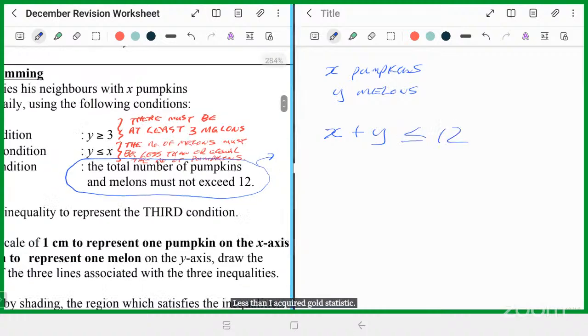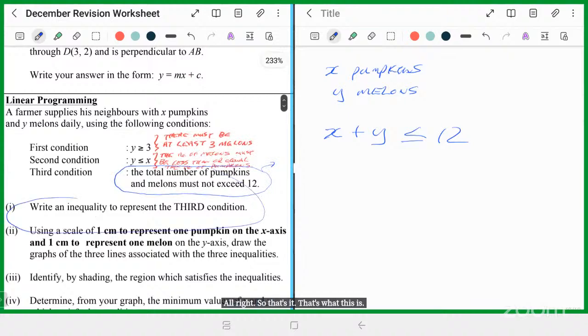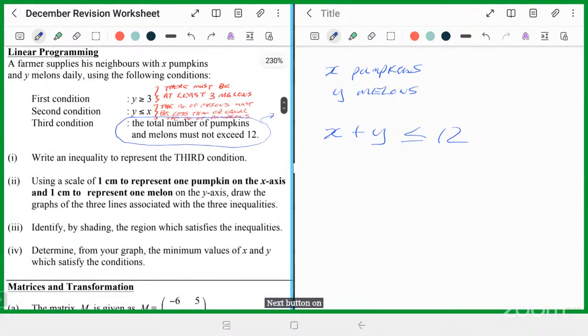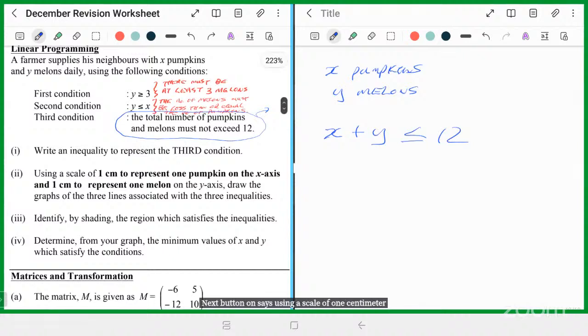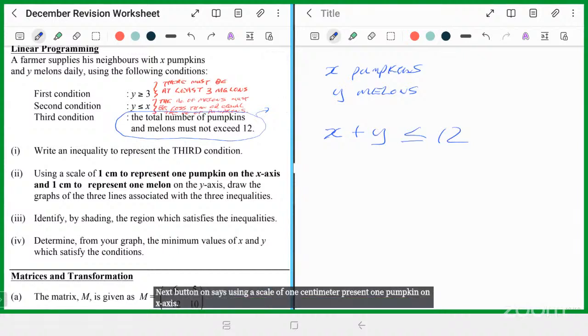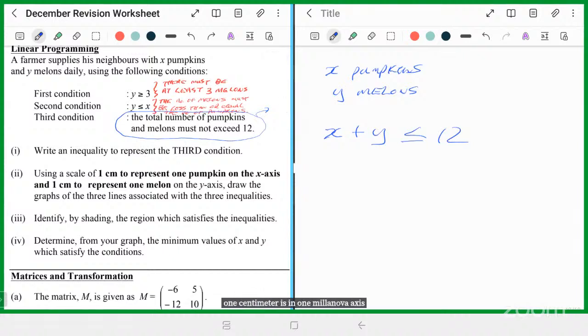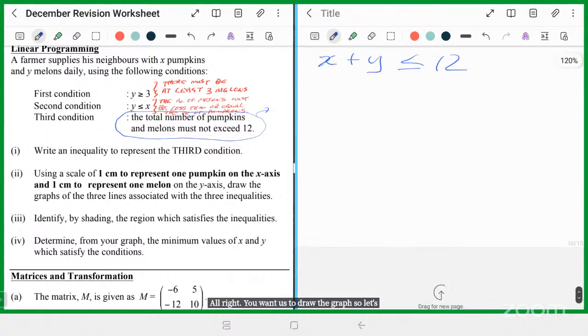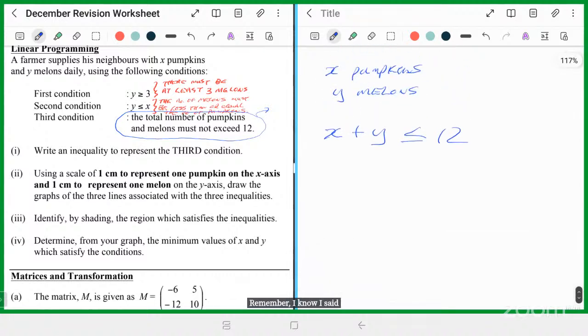All right, so that's what this is. The next part says, using a scale of 1 centimeter to represent 1 pumpkin on the x-axis and 1 centimeter to represent 1 melon on the y-axis, draw the graph of the 3 lines associated with the 3 inequalities. They want us to draw the graph, so let's remind ourselves of these things.